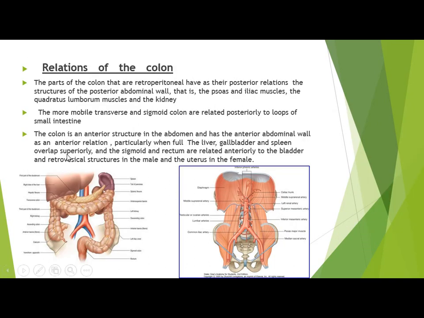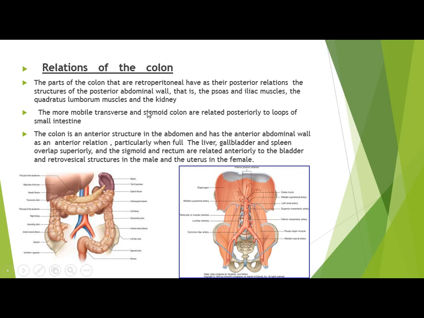Relations of the colon. The parts of the colon that are retroperitoneal have as their posterior relations the structures of the posterior abdominal wall: the psoas and iliacus muscles and the quadratus lumborum, located posterior to the ascending and descending colon. Also, the kidneys are posterior to the ascending and descending colon.